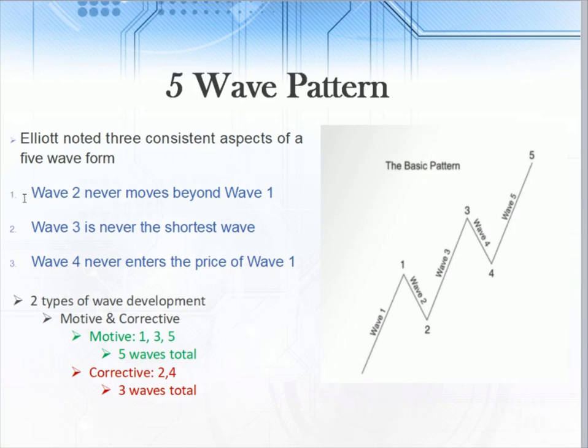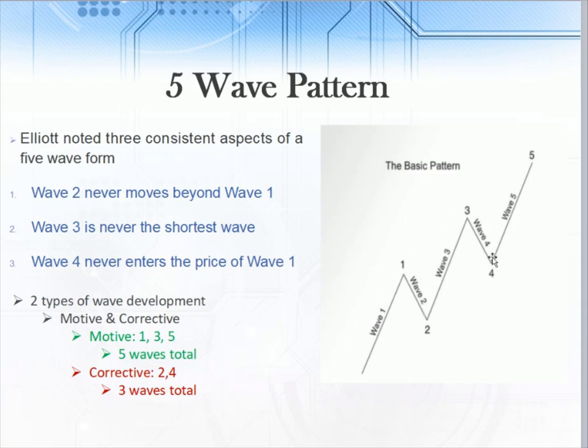We have guideline 1: wave 2 never moves beyond wave 1. So we see wave 1 goes up. Now wave 2 can retrace, but as long as it doesn't retrace 100% of wave 1, then we're okay. Guideline 2 says that wave 3 is never the shortest wave. So in order to have a true 5-wave, we want that 3rd wave to be the longest. It's just the general guideline that you want to look for. And then wave 4 never enters the price zone of wave 1. What that means is, as wave 4 is retracing, you don't want it to come down and close under the price of wave 1 if you draw a straight line over here.